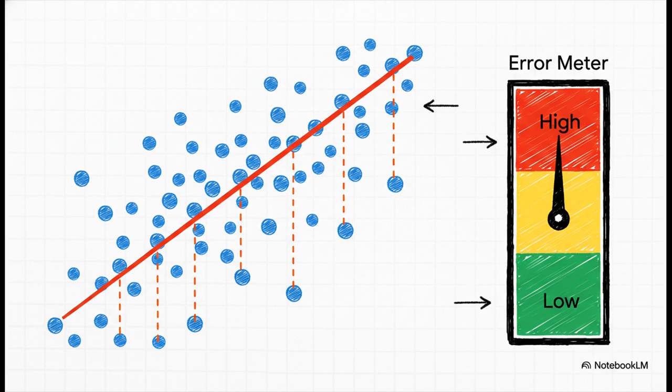And well, you can see it right here. When we start with just random weights for our slope and our intercept, our line is nowhere near the data. It's a complete guess, and our SSE value is huge. So now comes the fun part. How do we actually teach the model to fix this?